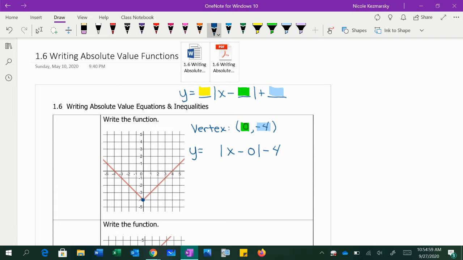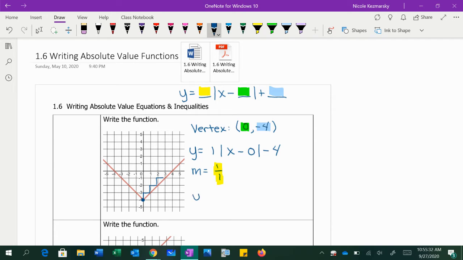The yellow blank is going to be the slope. So we're going to always look at the positive right-hand side. And when I look at the positive right-hand side, I go up 1 over 1, up 1 over 1, up 1 over 1. So that, my slope, is up 1 over 1. And that's going to go where the yellow number is. Well, 1 over 1 is 1, so I'm just going to put a 1 there.